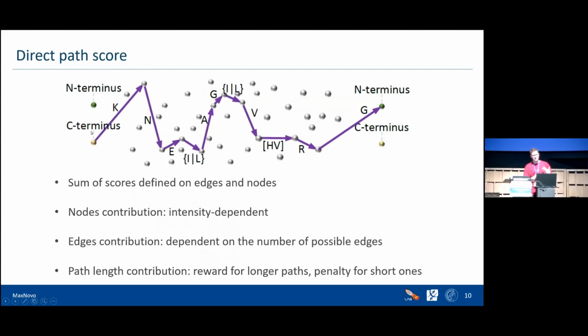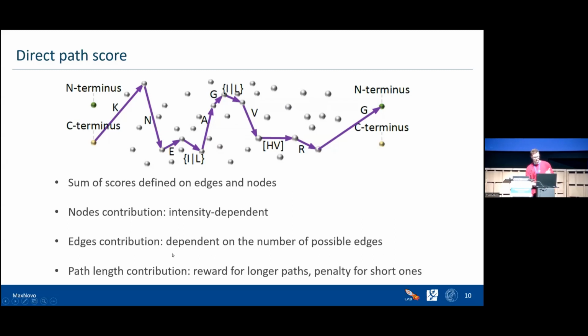The direct path score is defined as the sum of scores defined on the edges and nodes of the pathway we're examining. Each node contributes to the score in an intensity-dependent manner, meaning that if the node comes from a peak that is prominent and has higher intensity than all the other neighboring peaks, it rewards the score. Otherwise, if the peak is low and its intensity is lower than its neighboring peaks, then the score gets a penalty.